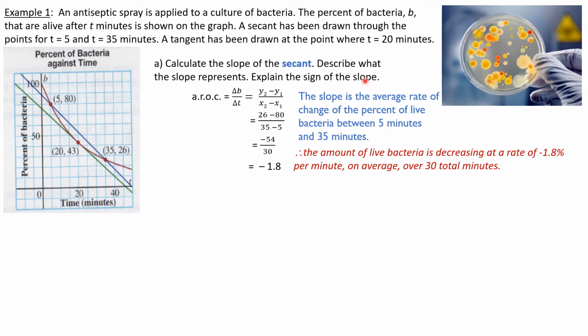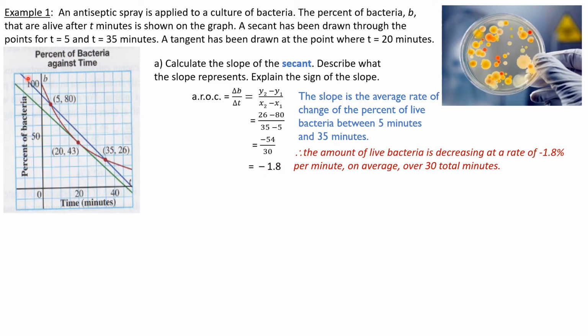And this says explain the sign of the slope. The amount of live bacteria is decreasing at a rate of negative 1.8. Now I said decreasing, I didn't have to put the negative in, it's kind of redundant to put them both in, but I just wanted to be clear here. We have a negative value, and that means we have decreasing.